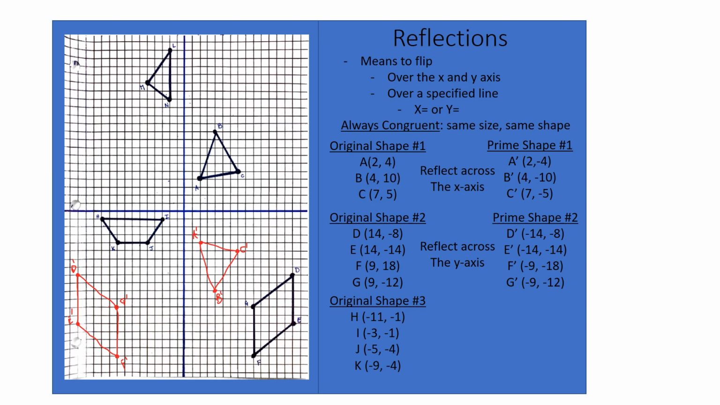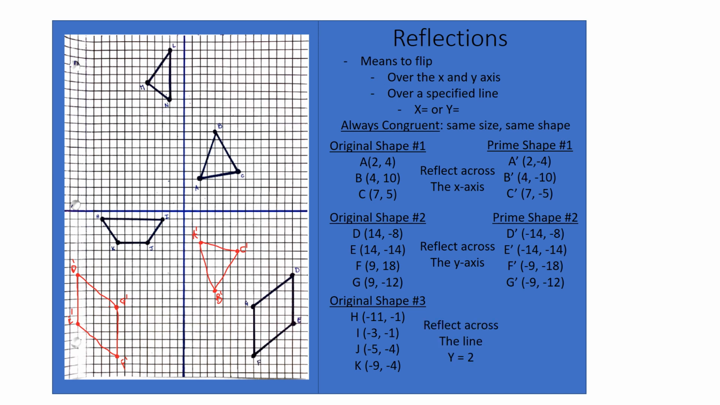Number 3, we're looking at the shape in the middle that has points H, I, J, and K. The first step is to write down the original points. H is at -11, -1. I is at -3, -1. J is at -5, -4. And K is at -9, -4.